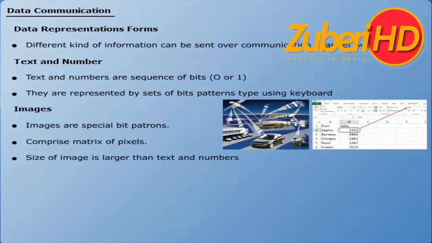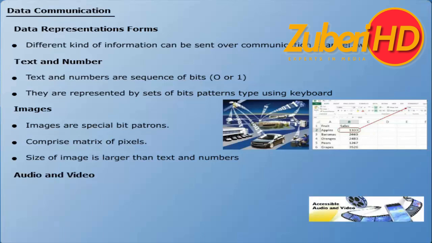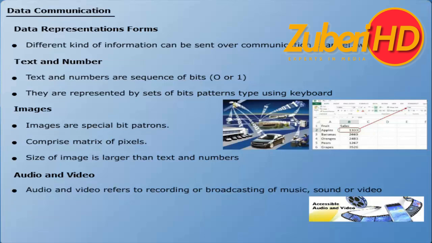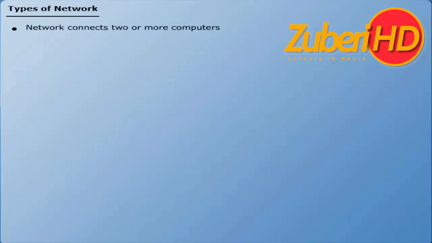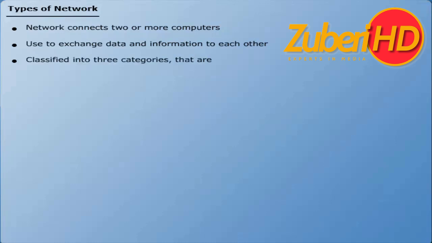Number 3. Audio and video. Audio and video refers to the recording or broadcasting of music or sound and video or movies. They are also sent over the communication system. Types of network. A computer network connects two or more systems in order to exchange data and information with each other. Computer networks are classified into 3 broad categories, that is LAN, MAN, and WAN.